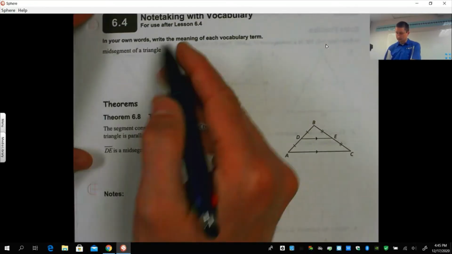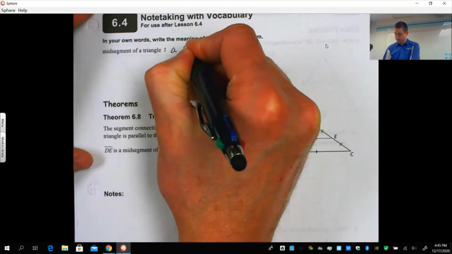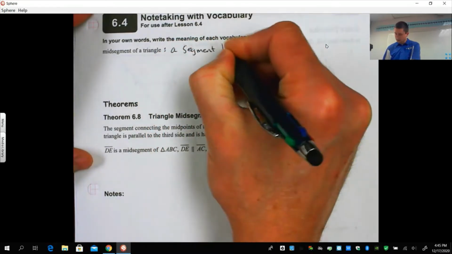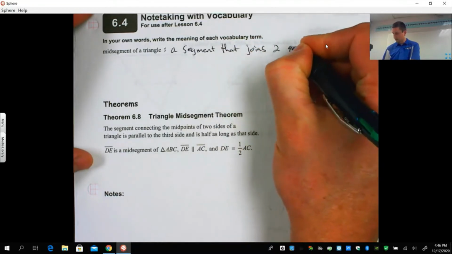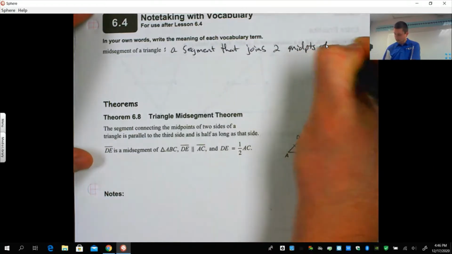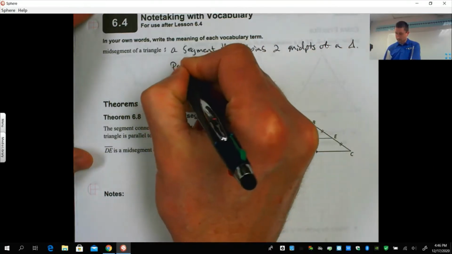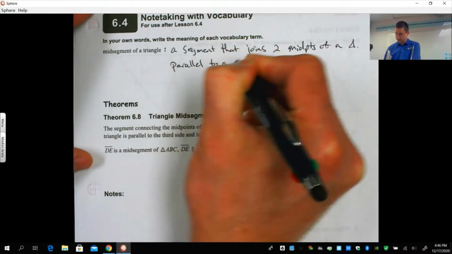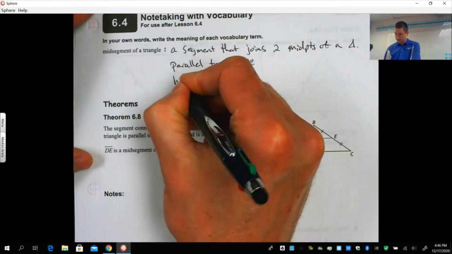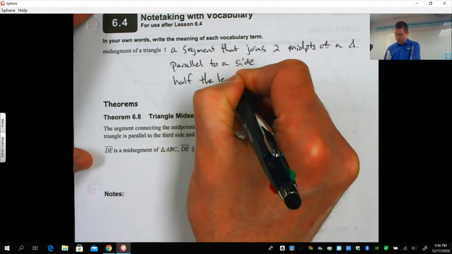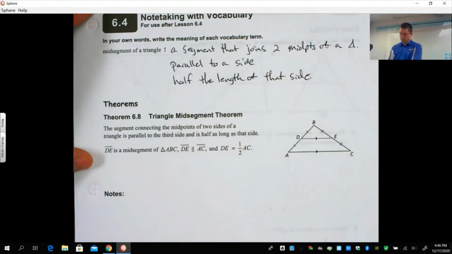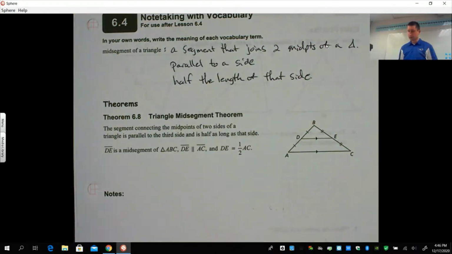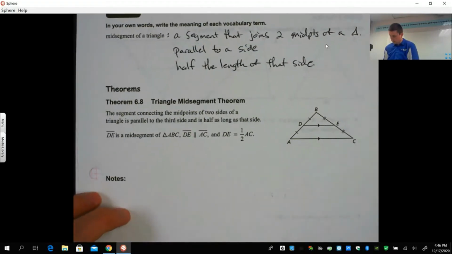Okay, again, the mid-segment of a triangle is a segment that joins two midpoints of a triangle. It's parallel to a side, and it's half the length of that side. Put all these together here. The segment that joins two midpoints of a triangle, it's parallel to a side, and it's half the length of the side.